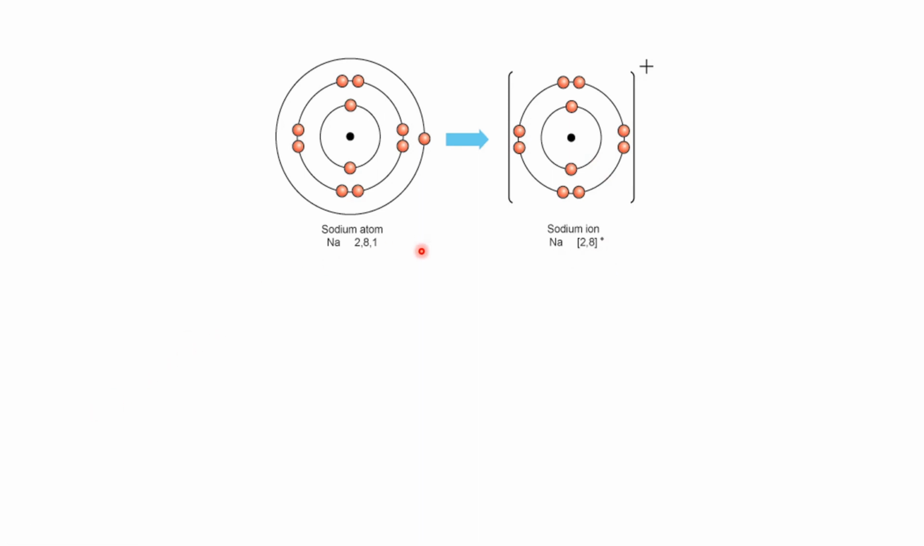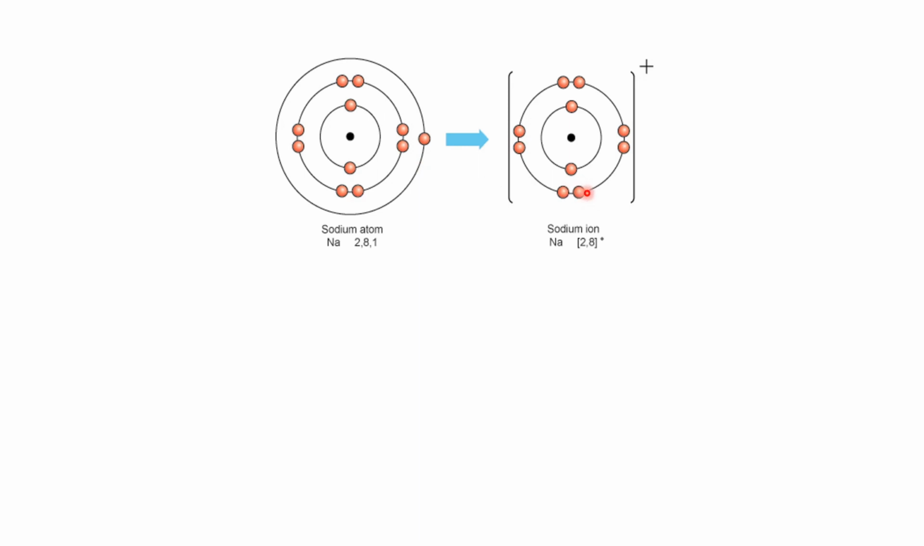As I was saying earlier about the neutral state, this sodium atom is in the neutral state because there is no charge here, either negative or positive. But in the sodium ion, there is a charge that has come up, that is a positive charge, because of one electron leaving the atom.